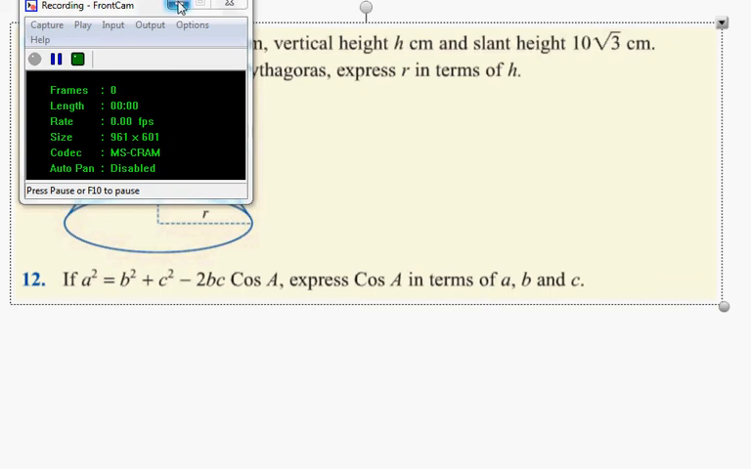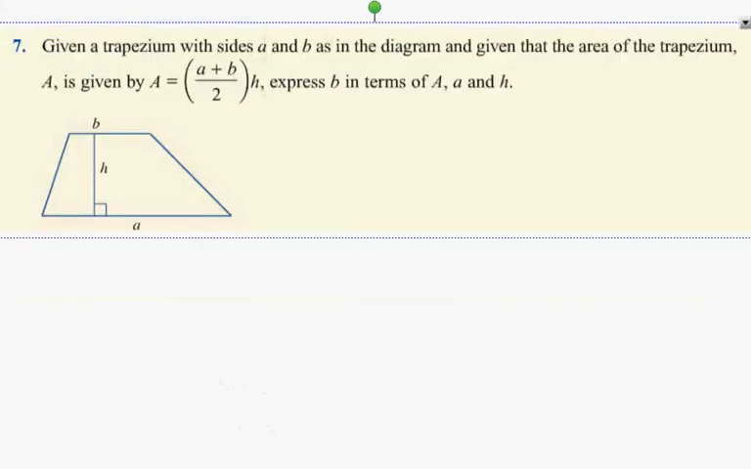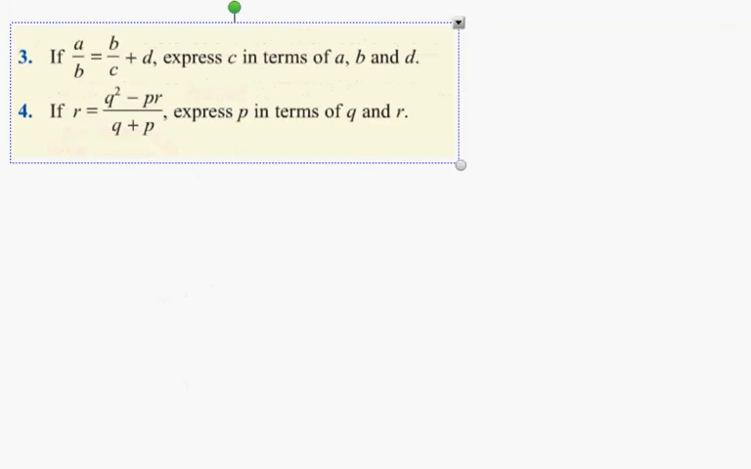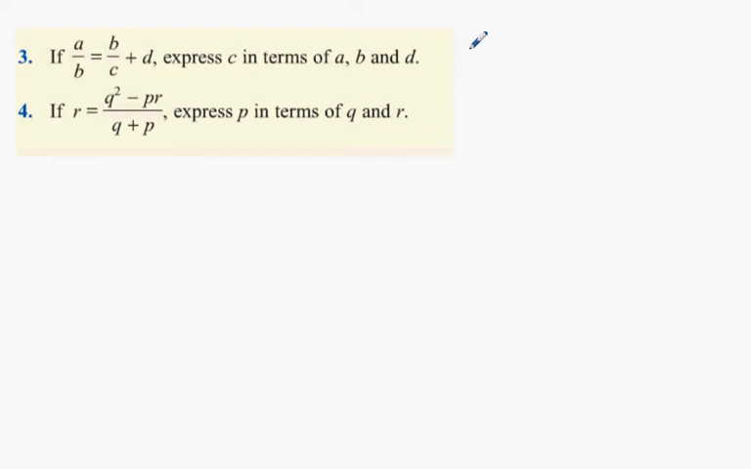What we have here, guys, is question 3 and 4. What I'd like you to do is express C in terms of A, B, and D. So we have A over B equals B over C plus D over nothing.